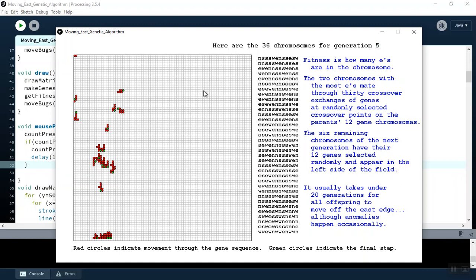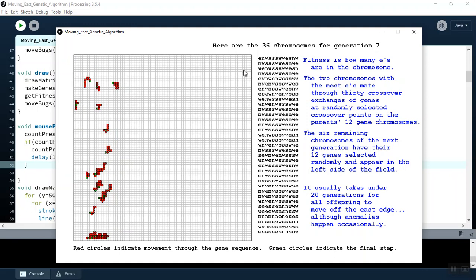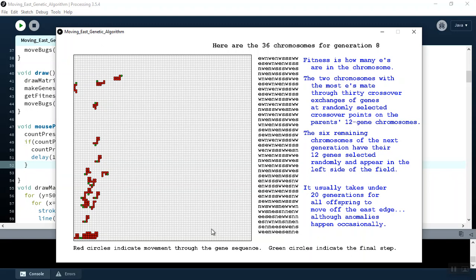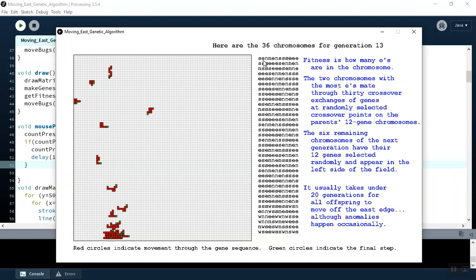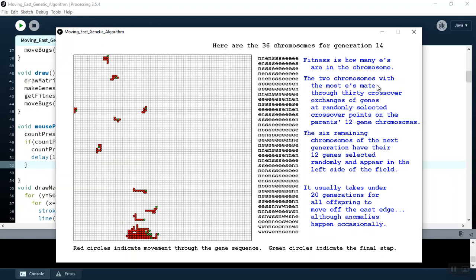The situation is, how do we determine fitness so that we can find the parents for the next generation? Fitness is how many E's there are in the chromosome. When you start off, it's random, so for each gene the chances are 1 out of 4 that it will be an E. Then we do some sorting and find the 2 chromosomes out of the 36 that have the most E's. Those become the parents of the next generation.